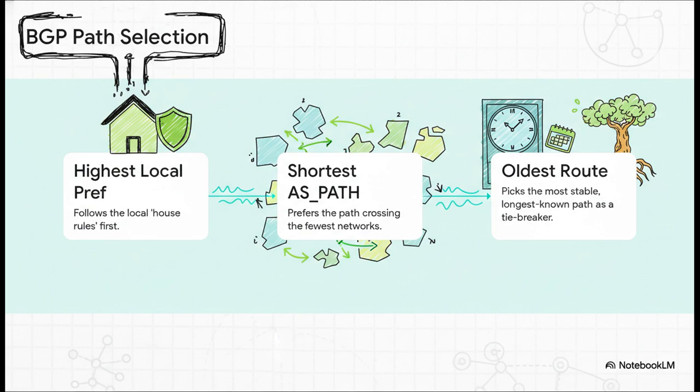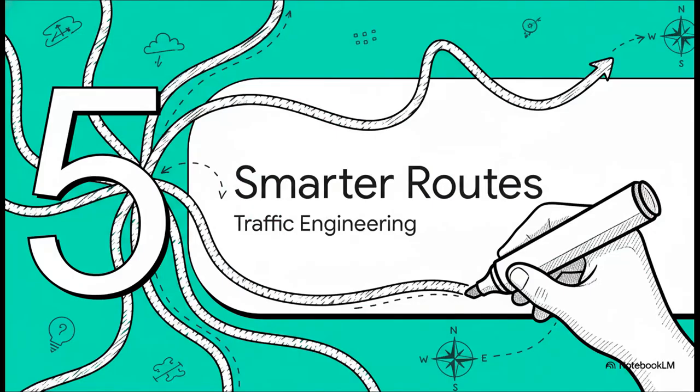Okay, the full process is mind-blowingly complex, but we can boil it down to 3 key rules. Rule number 1, it always follows the local house rules. We call this local preference. If an engineer says, use this path, BGP listens. Rule number 2, if there's a tie, it picks the shortest trip, the path that crosses the fewest of those network countries. And rule number 3, if it's still a tie, it goes with what it knows. It picks the oldest, most stable route it has on file. Simple, but incredibly effective. Okay, final section.